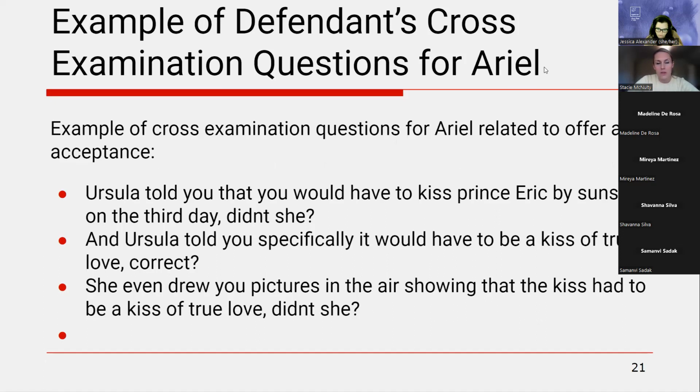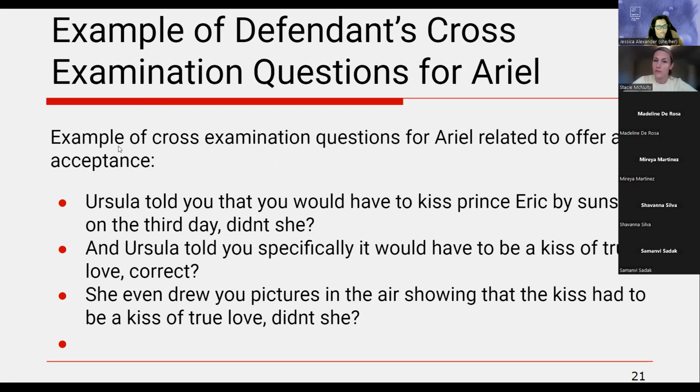So let's do some examples. Oh gosh, I have things in my screen, sorry. Okay, so an example of the attorney for Ariel, so defendant's cross-examination. Oh, sorry. Example of, this must be Ursula. I'm sorry. Ursula's attorney's cross-examination of Ariel. So I'm crossing the defendant. Don't look at the title, my bad.